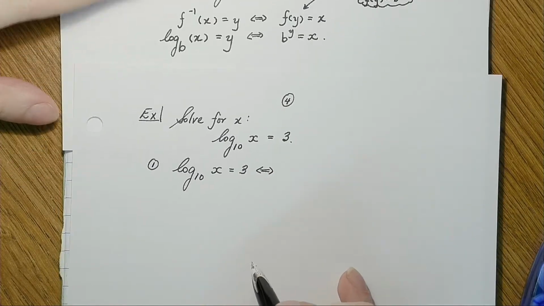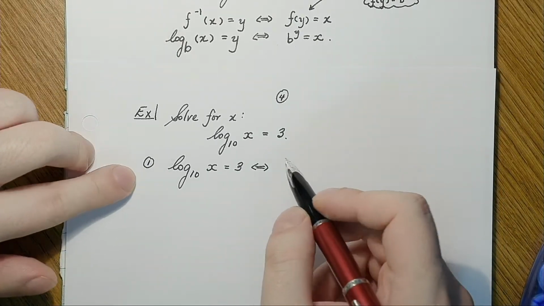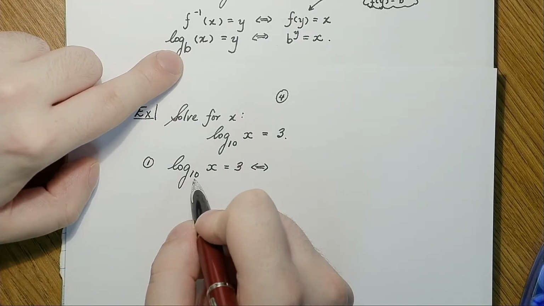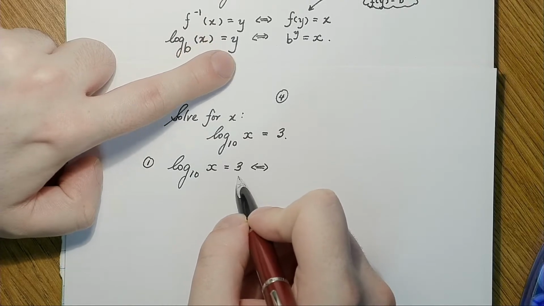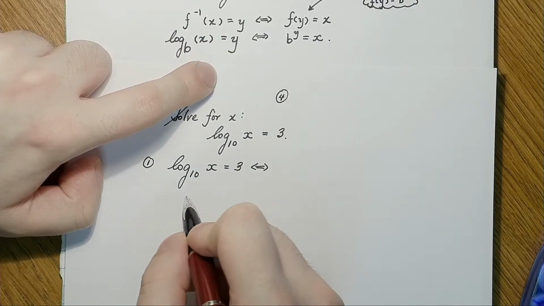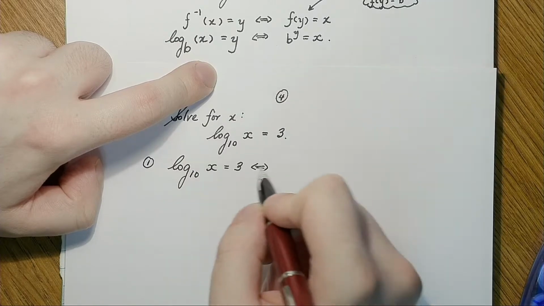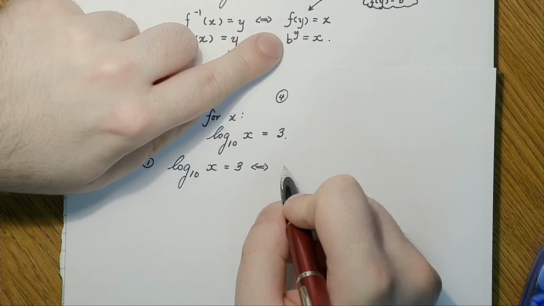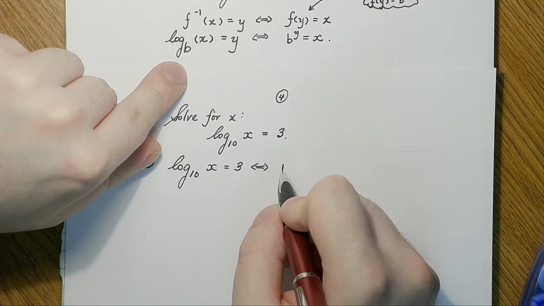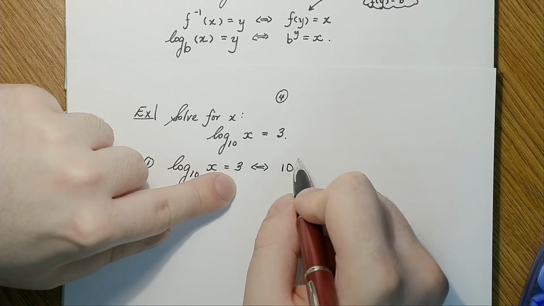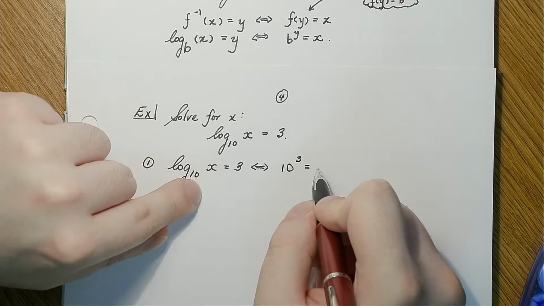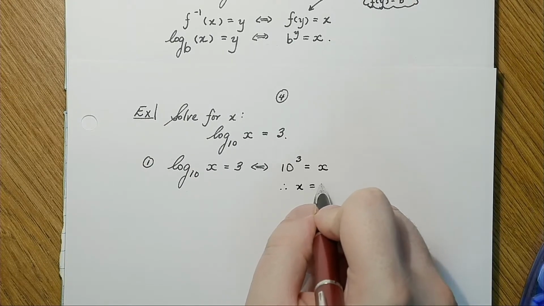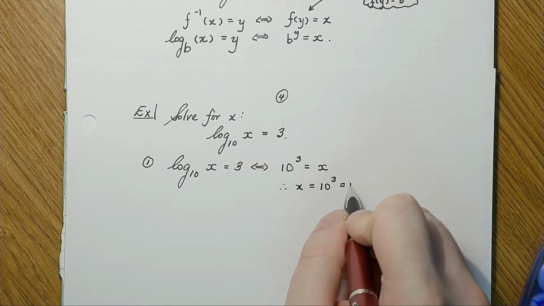Now going back to this, this is one method I can do. I can solve by writing it in equivalent form. So I have log base b of x equals y, and in this case, my y is 3. There's my base, there's my y. Now I want x, so the base 10 to the y, which is 3, is equal to x. Which means that x is equal to 10 to the 3, which is 1,000.